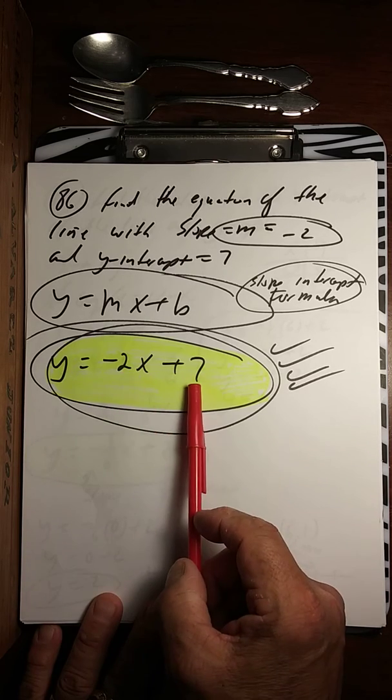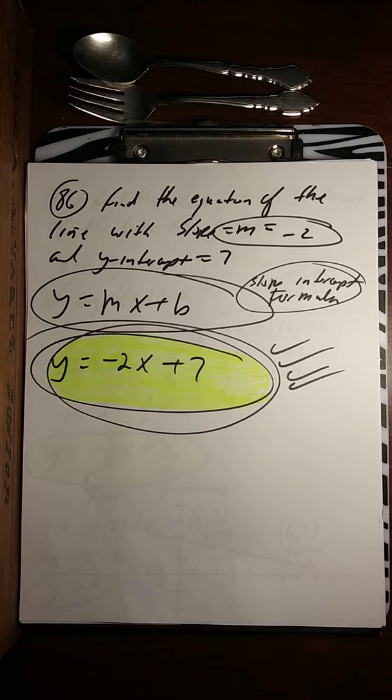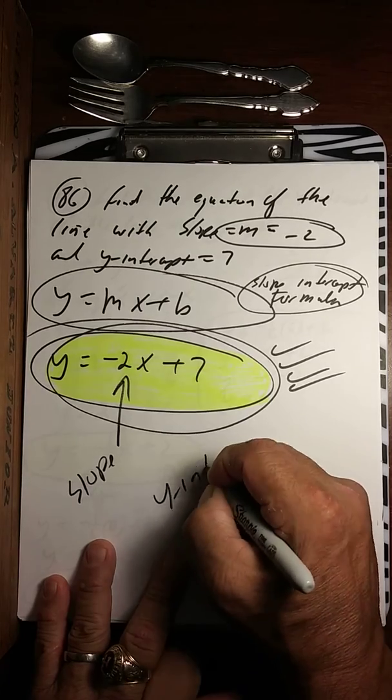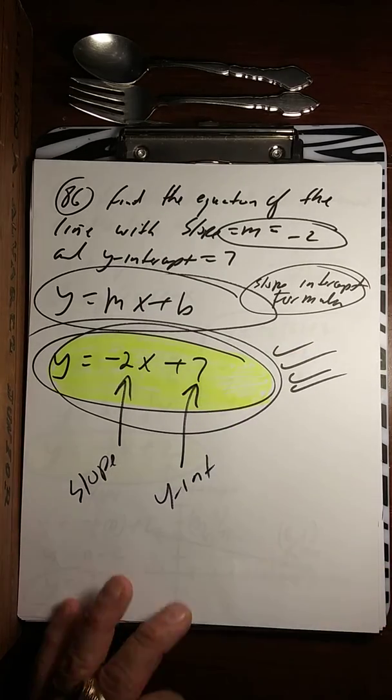So that's the slope, and that's the intercept. Slope, intercept. The slope and the y-intercept. There they are.